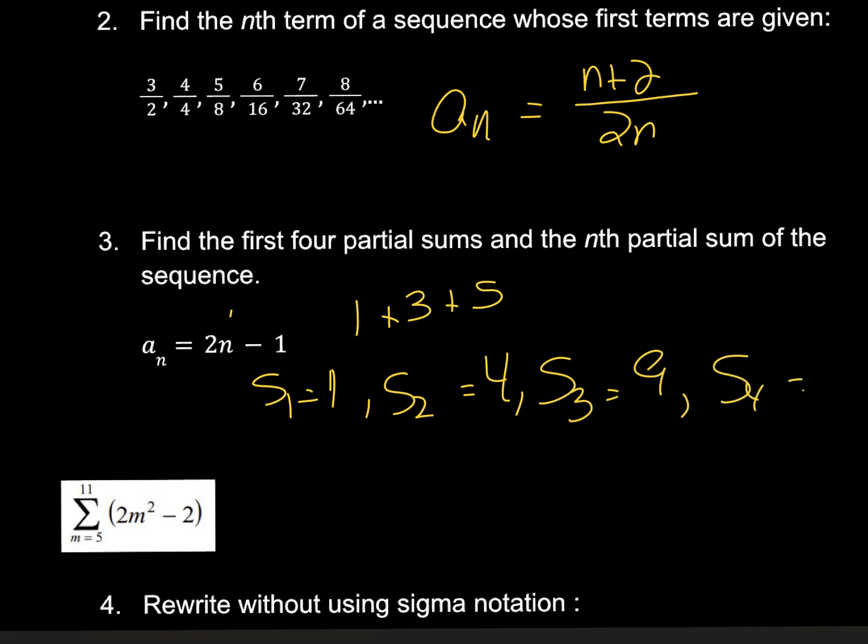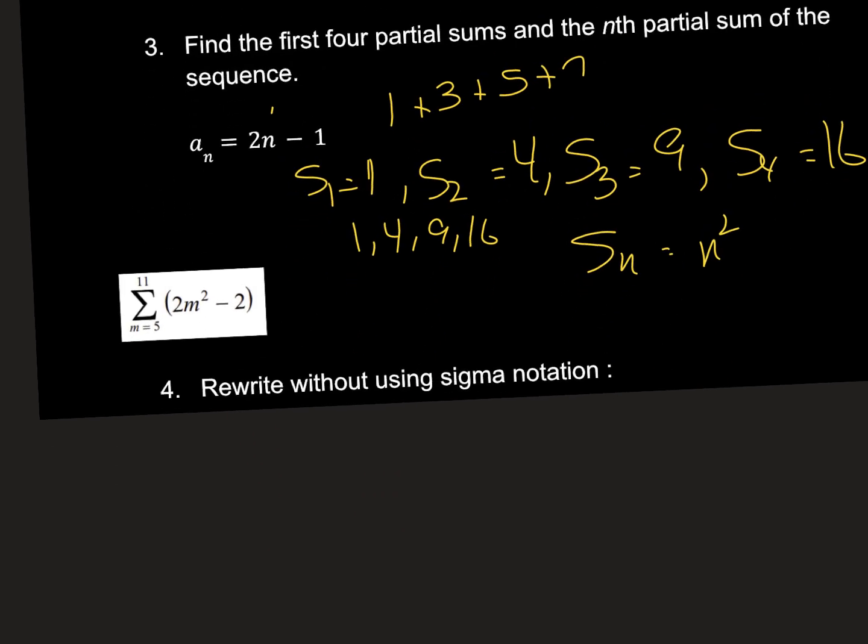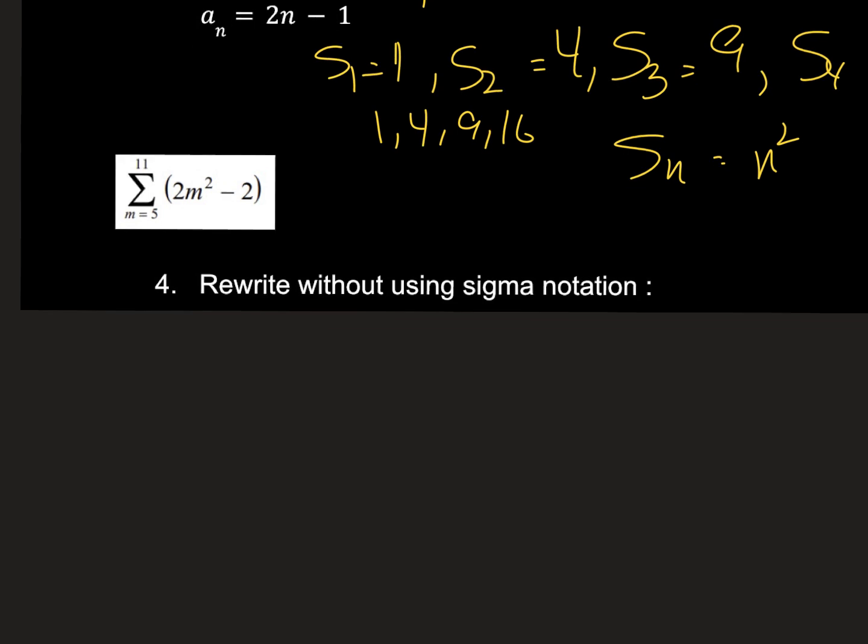And the fourth partial sum, you're going to plug in 4, which is going to give you 7. So if you add 7 to the last number, you get 16. Then this is the nth partial sum. Okay, so the sums are going 1, 4, 9, 16. When I look at those, they are squares. That's 1 squared, 2 squared, 3 squared. So the nth partial sum is going to be whatever the number is squared. That's going to be the sum. That's pretty cool.